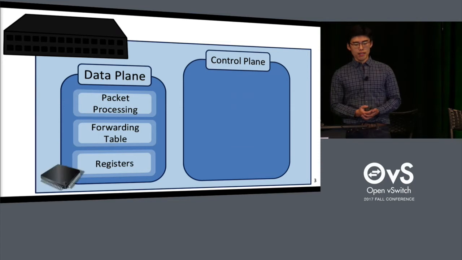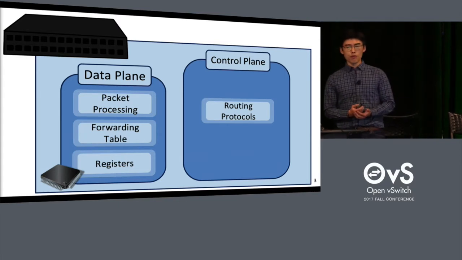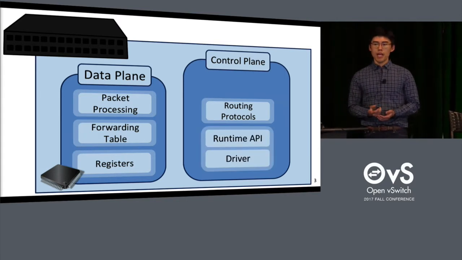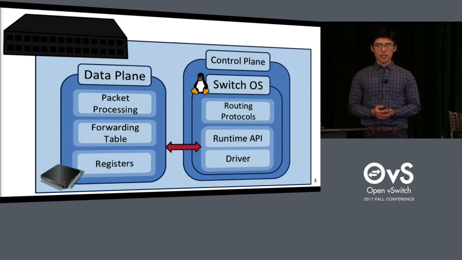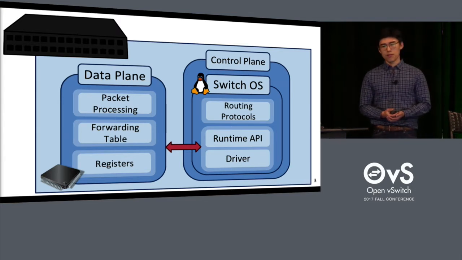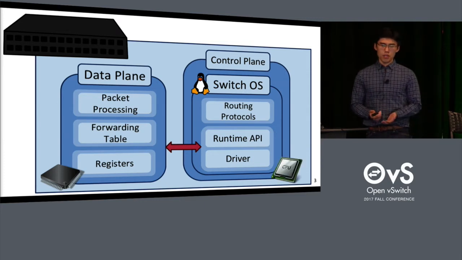And the data plane runs on a hardware ASIC. And the control plane is responsible for implementing the routing protocols and having some runtime API driver that talks to the data plane. And usually, this all sits in a software called Switch OS, which is a modified version of Linux or a different daemon that runs in Linux. And this all runs on a CPU.